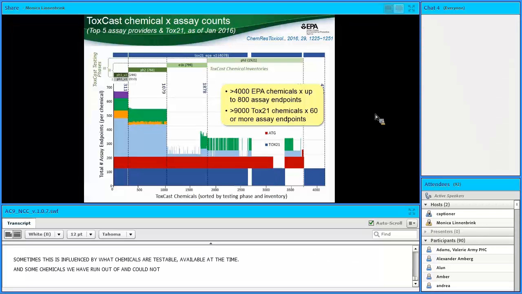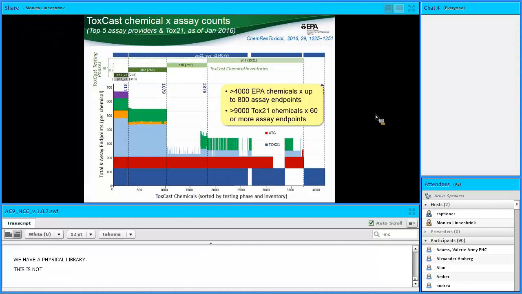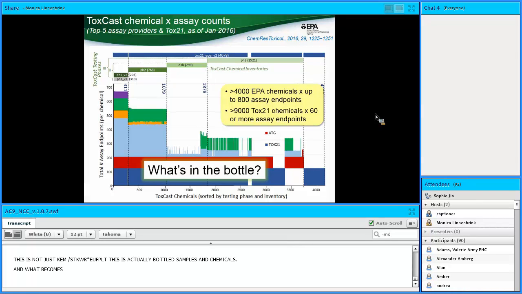But most of all, I think the practical consideration is to represent with this figure that we have a physical library. This is not just theoretical chemistry. This is actual bottles, samples, and chemicals. And what becomes really important at this point for the integrity of the program is the quality concerns about, do we know what we're testing, what's in the bottle, and how do we go about making sure and building that quality underpinning to the entire program.